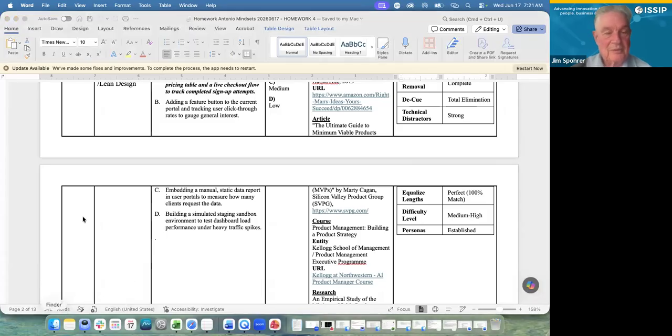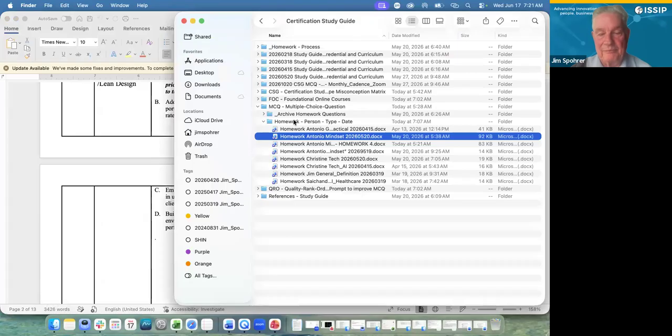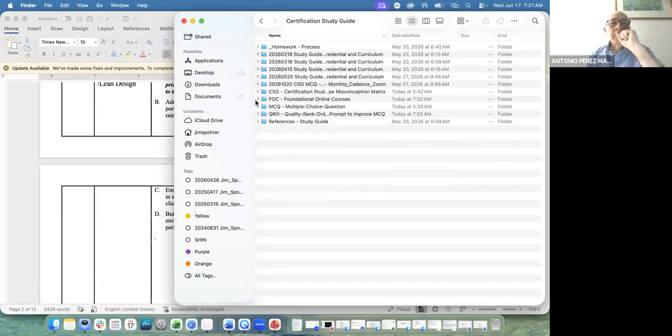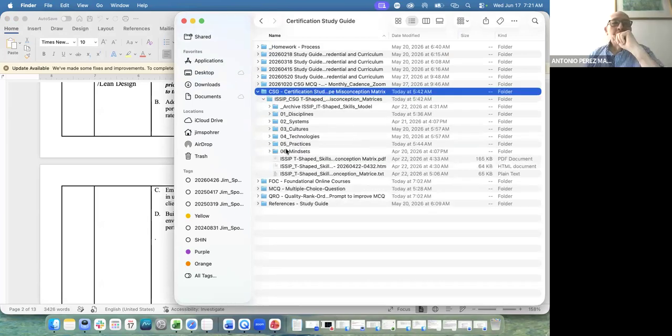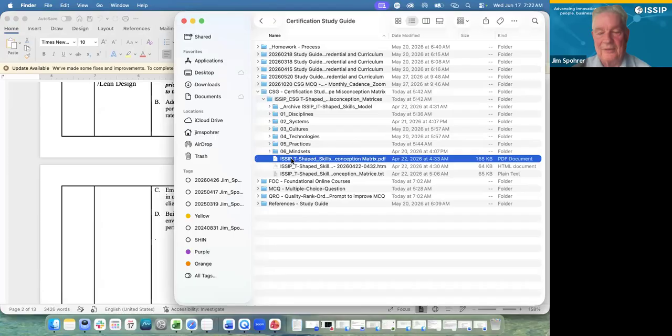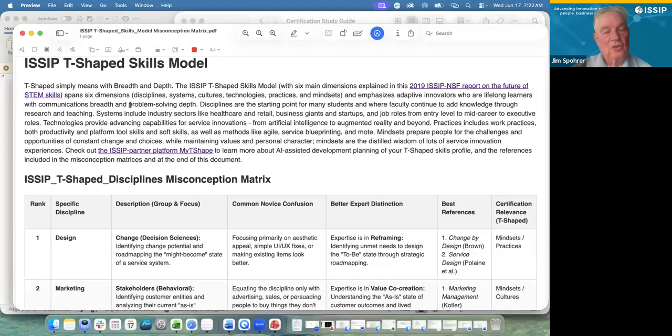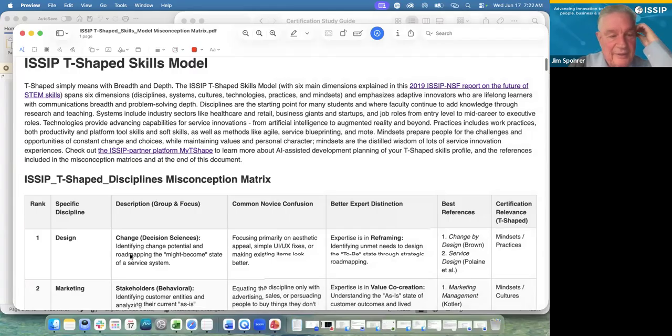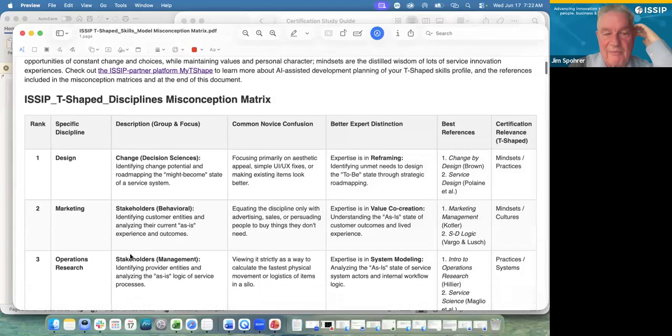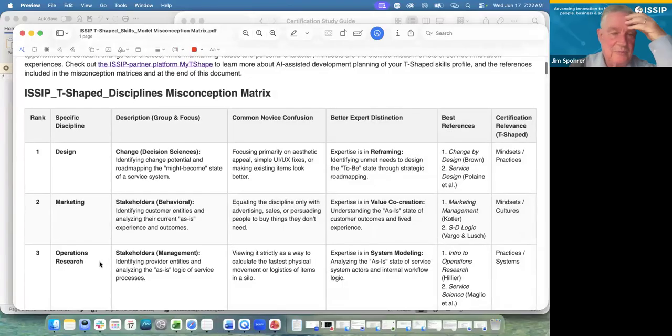To the misconception matrix, let me show that again. Okay, so this right here. One of the things that I like is your quality rank order for the distractors. But there is this other quality ranking that I want to discuss with you.